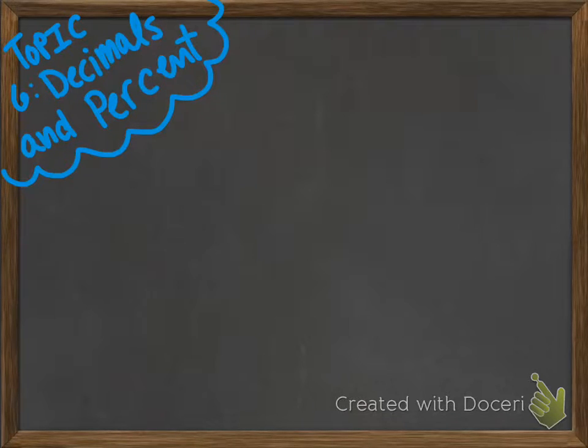So Topic 6 is Decimals and Percents, so it really ties into what we've been working on with Topics 4 and 5. So 6.1 is the first section of Topic 6, and it's called Repeating Decimals. 6.2 is called Terminating Decimals, and really the heart of this is what is a repeating decimal, how do you compare repeating decimal values. So let's start there. What is a repeating decimal?